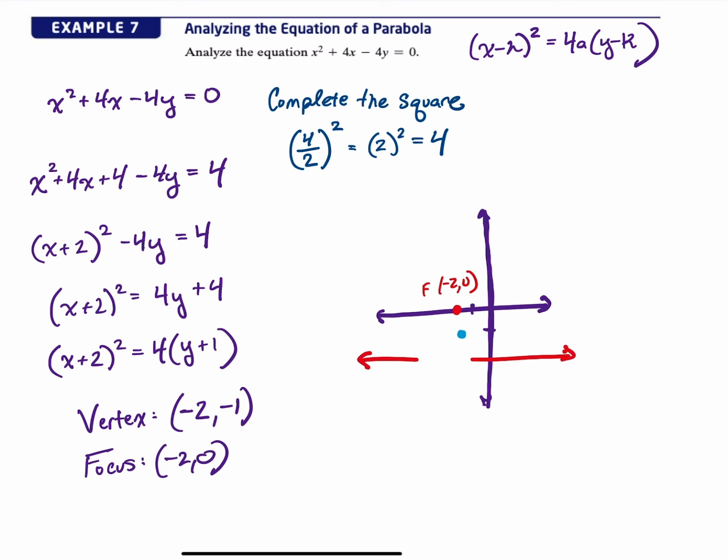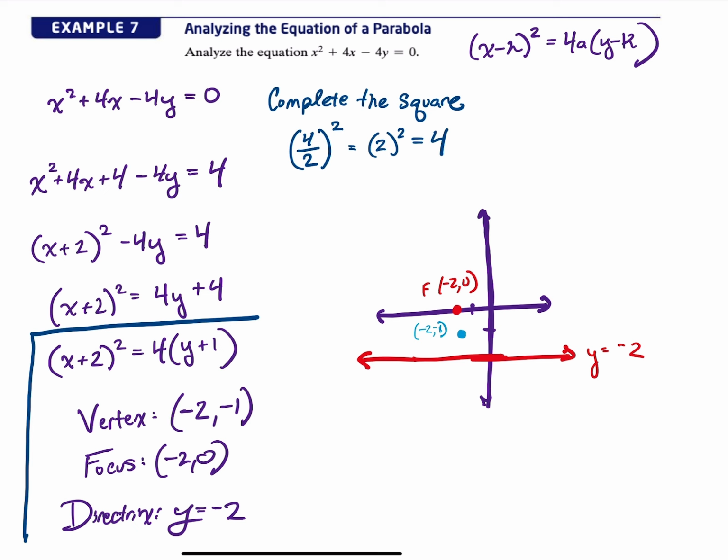Scoot this out of the way. So this was -2, -1. So that makes this line y equals -2. We should have some upward-facing parabola. Here's our equation and some details about it.